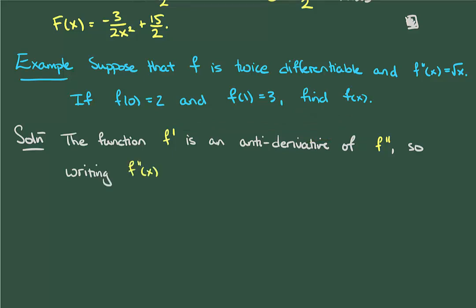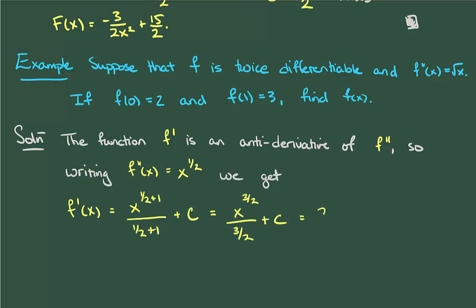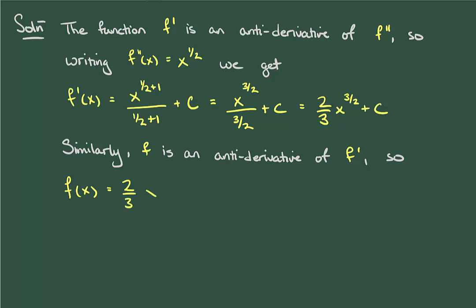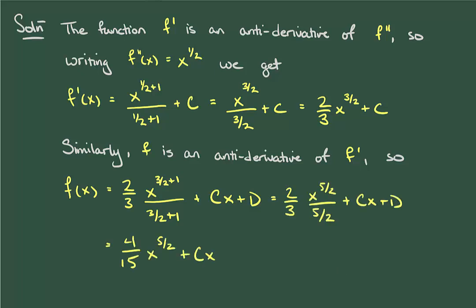Proceeding as usual and writing f double prime of x as x to the 1/2, we get that f prime of x looks like this. And with some simplification, we get the following. Now, in the same manner as above, f is an antiderivative of f prime. So we take another antiderivative to get our general form for f. Notice that because c is a constant, when we take an antiderivative, it picks up this factor of x. If we had waited until the very end to add the constant, then we might have missed this fact. Anyway, simplifying a bit more to make the function look nice gives us this.